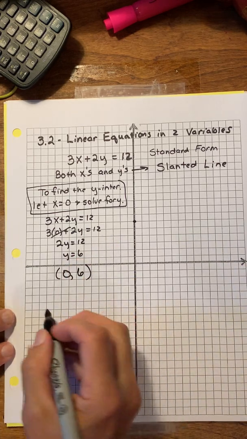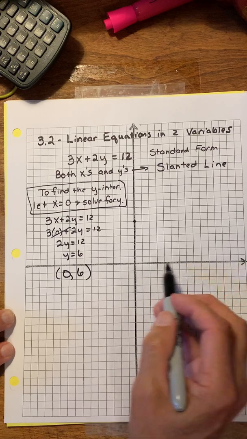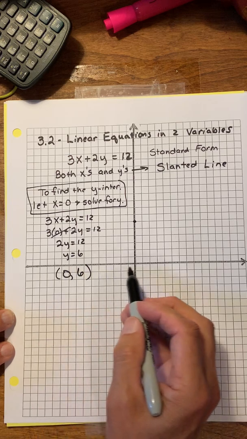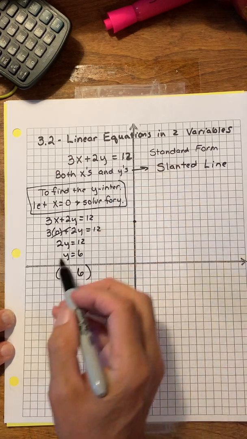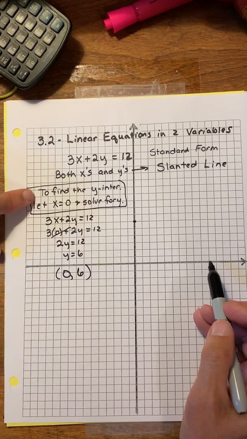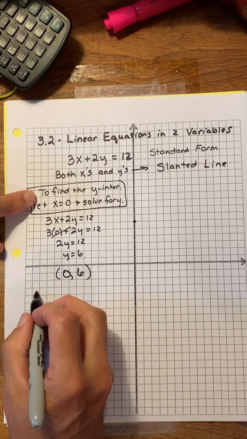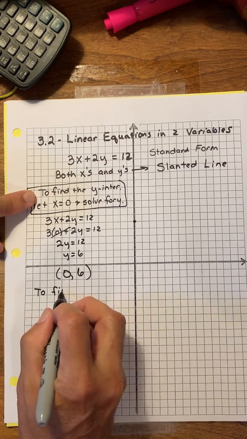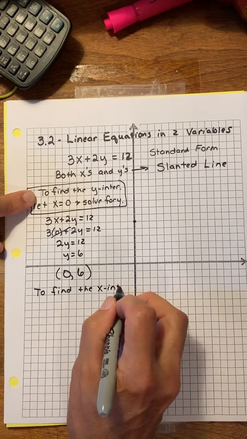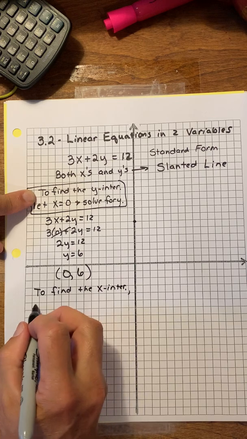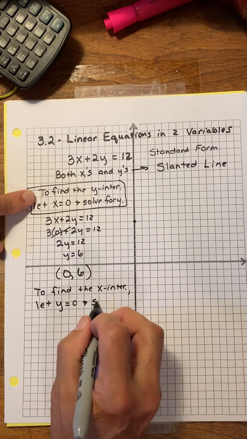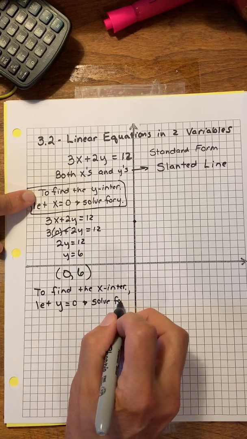All right, second observation. Every single point on my x-axis has a y value that's 0. So if I want to find where my particular line cuts the x-axis, I'm going to let y equal 0, just kind of the converse of this. To find the x-intercept, let y equal 0 and solve for x.